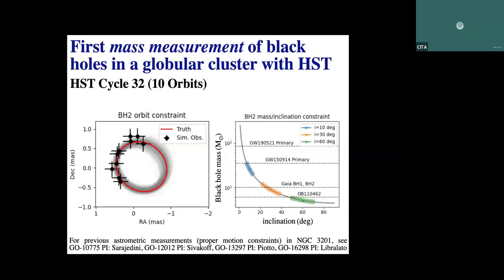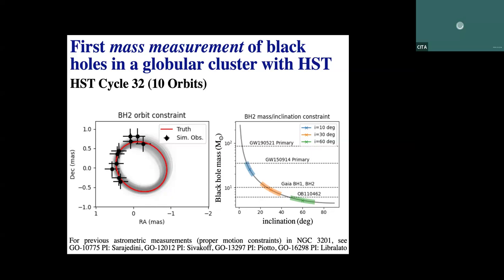You can actually also do astrometry for the globular cluster black holes. You can't do this with Gaia because these sources are too far away. But HST is a really good astrometric observatory, and there have been a lot of astrometric measurements of stars in clusters used to make proper motion constraints. I was involved in a proposal that got 10 orbits of HST time this year to make astrometric measurements of 2 of the black hole binaries in NGC 3201. These have only radial velocity solutions now.